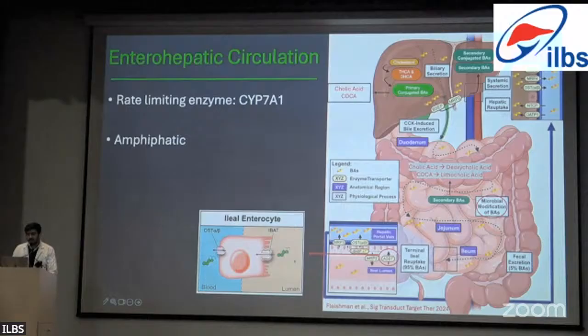Once it reaches the blood, it goes into the portal circulation, where it is taken up by the liver through the NTCP and OATP1. Around 5% of these bile acids move further down into the colon, and of this 5%, 70% are reabsorbed, and barely 5% is actually excreted in the feces.